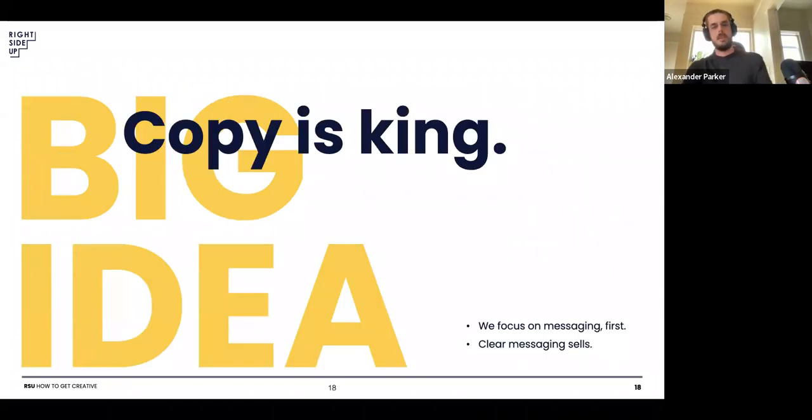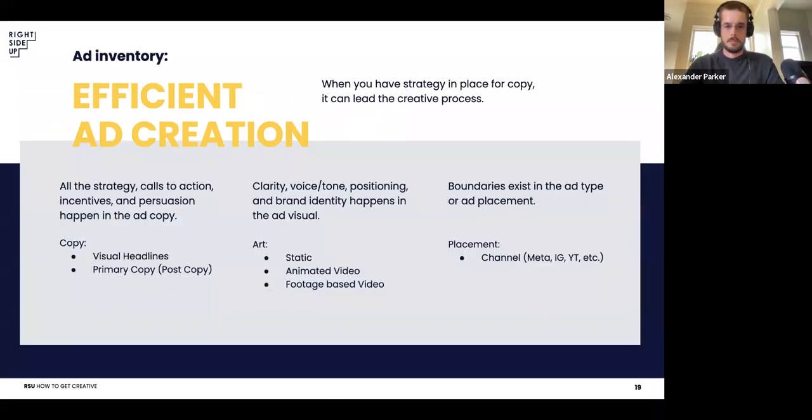So copy is king. Copy is the main thing that leads this whole process. It is a trickle effect from the strategy and the copy. The visual headline is the most important part of any ad, no matter which channel that you're putting these ads on. So we focus on that messaging first. The copywriter basically has all the power, and we know that clear messaging sells best.